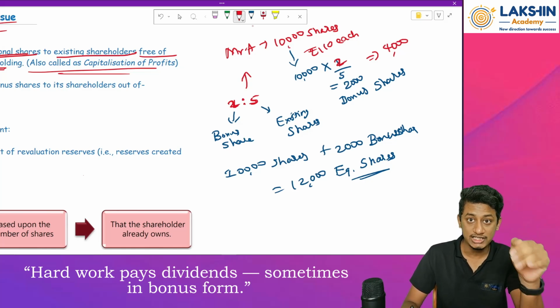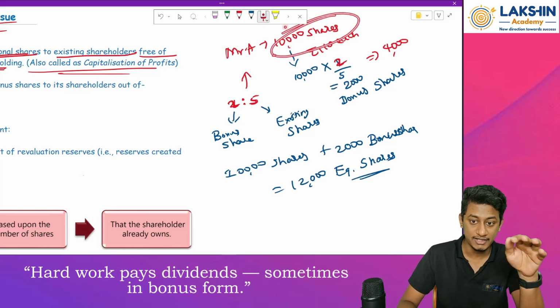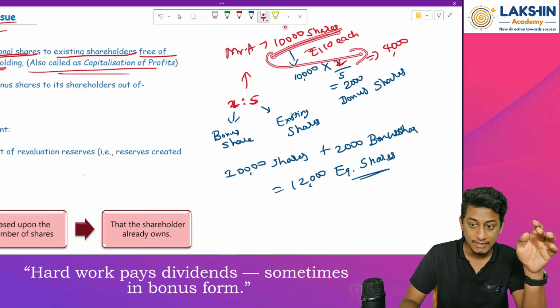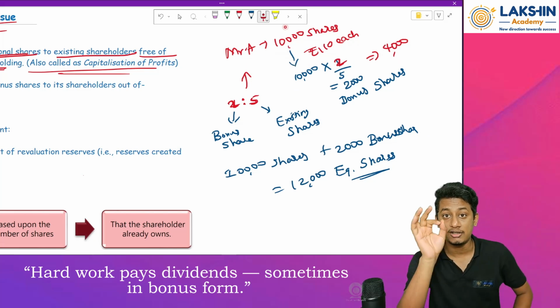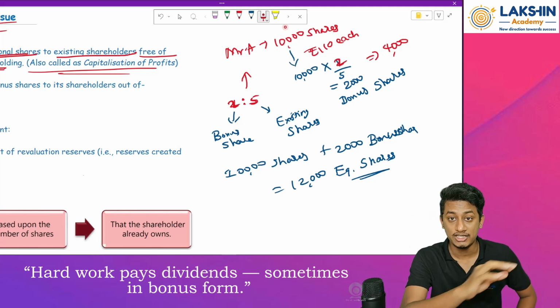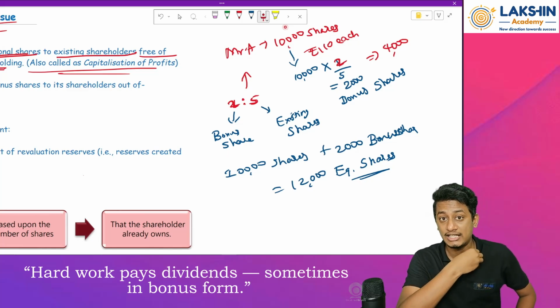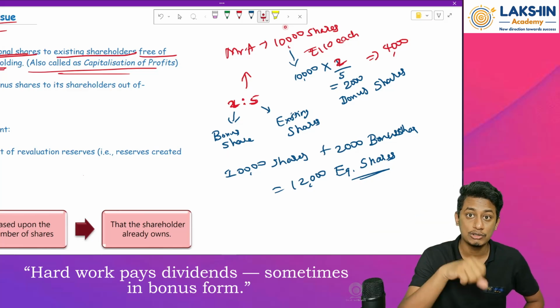All these shares will have the same rights as the existing shares. Whatever rights were given to these 10,000 shares, the same rights will be attached to those bonus shares also. And by the way, these bonus shares are free of cost. That means Mr. A need not pay any rupee for the shares. He will get all those shares free of cost.